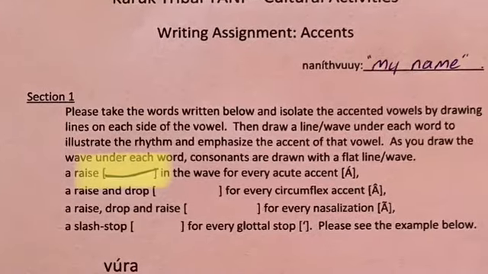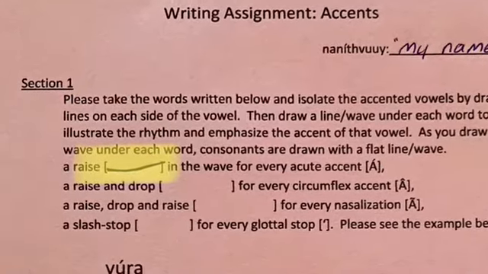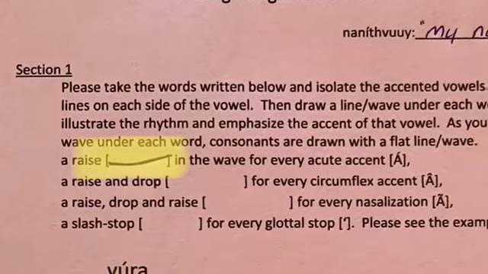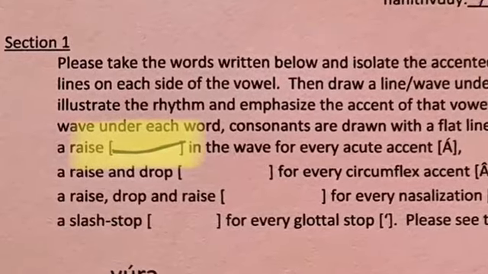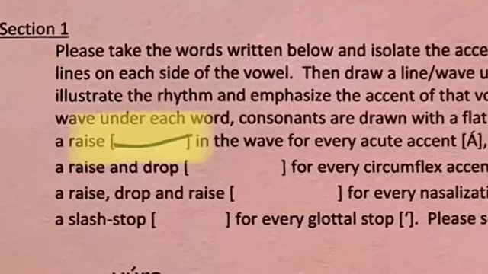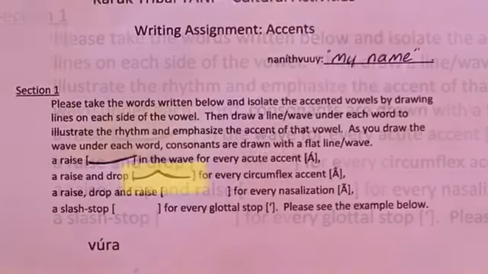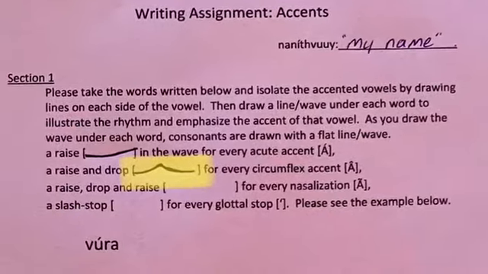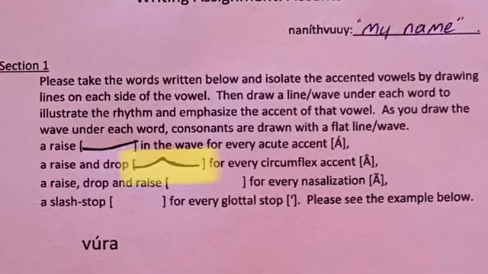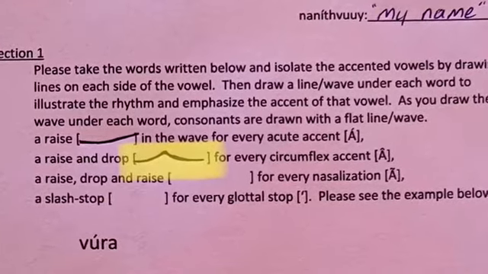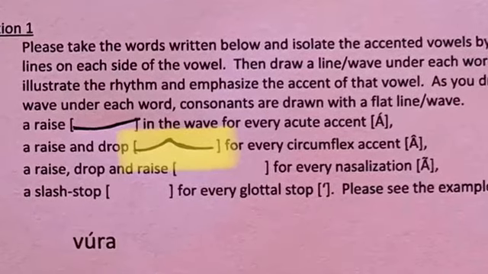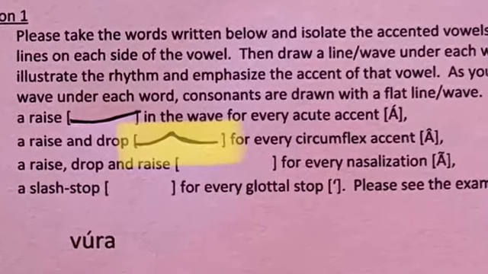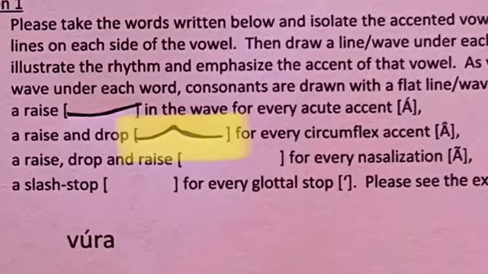Now we'll start with an acute accent. Just an example, when you're drawing the line, you make a raise. That raise stays through that entire vowel. Now for the circumflex accent, or some people call it a hat, there's a raise and a drop within that vowel. This only occurs on long vowels, but that's how it looks up and down within that vowel.